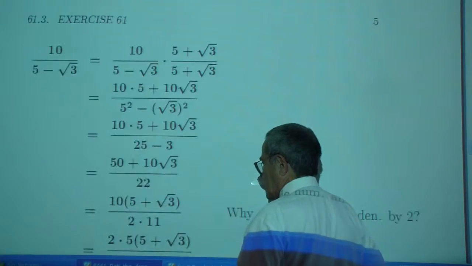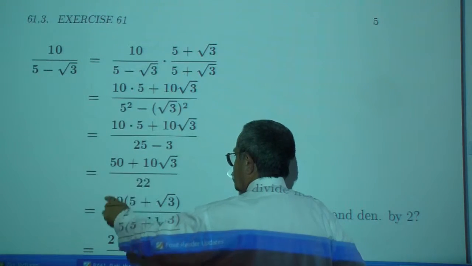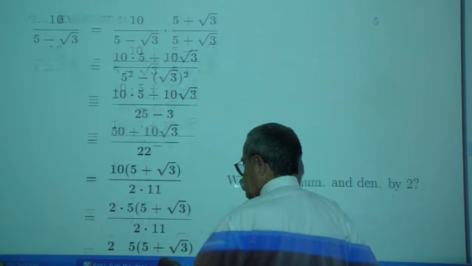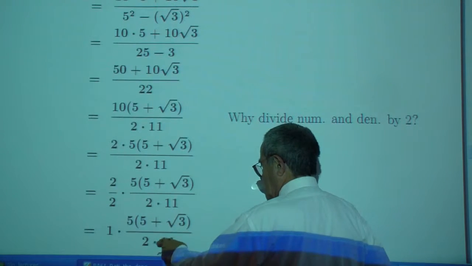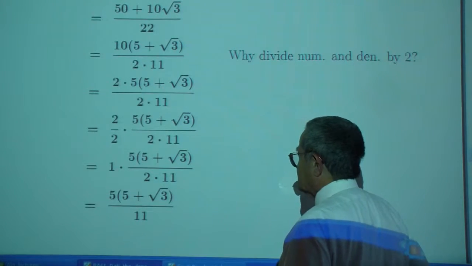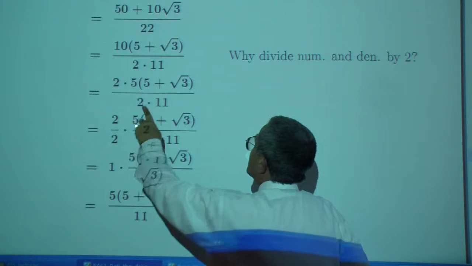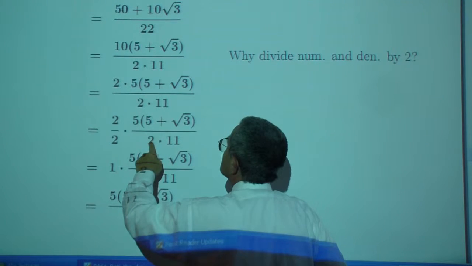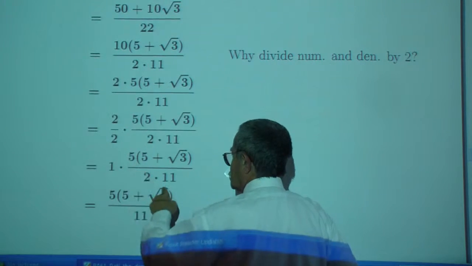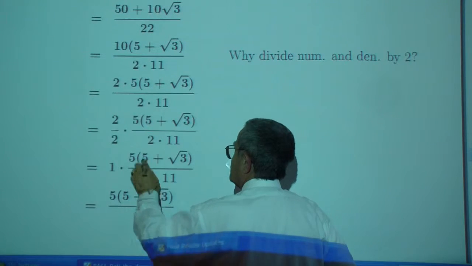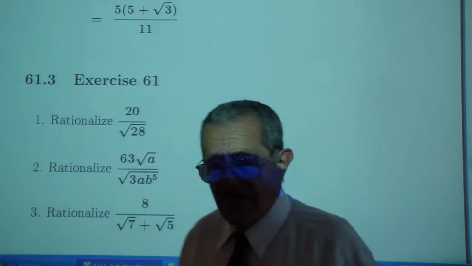And as I said, I get 25 minus 3, which is 22, or 2 times 11. I factored out a 10 in the numerator, and 10 over 2 is 5. So my answer is 5 times 5 plus square root of 3 over 11. Why not 11 times 2 or 22? Because that 2 does not belong in here. So it should be just the 5 over square root of 11. That 2 is no longer here. That's a misprint. That 2 is no longer here. And then we are into the exercises.